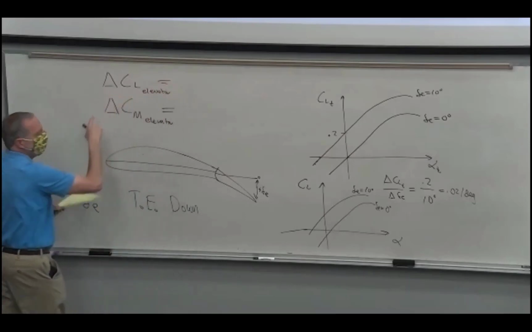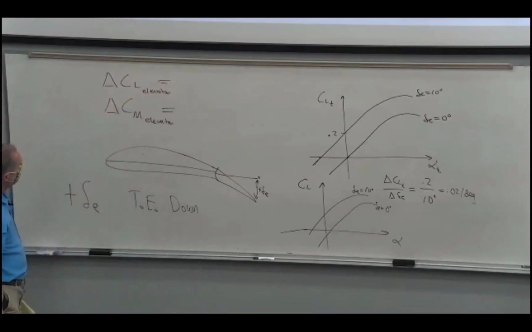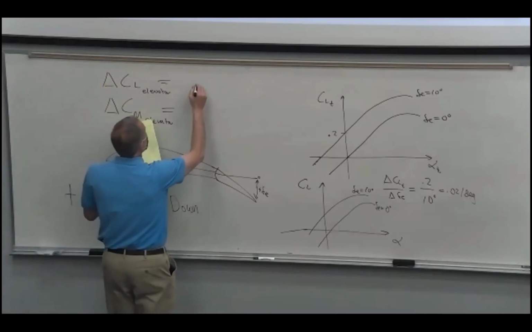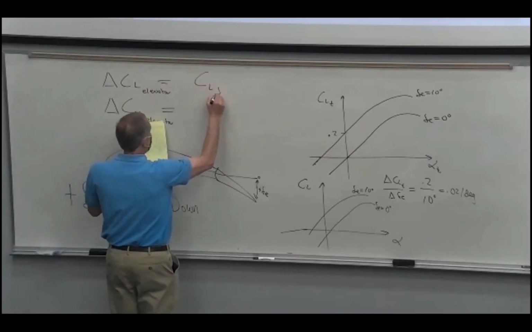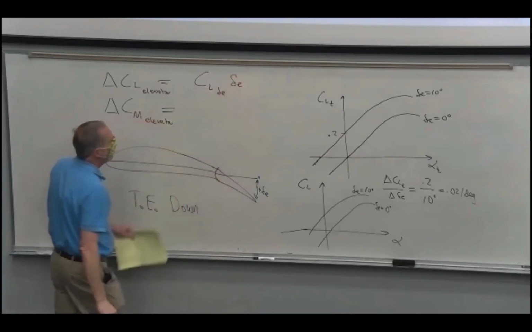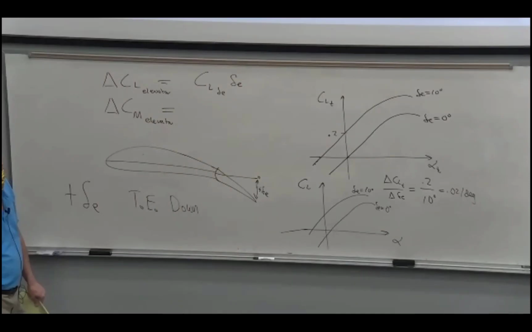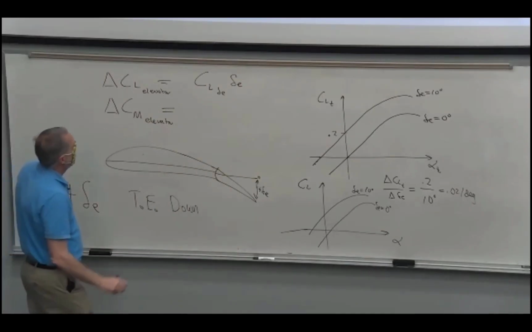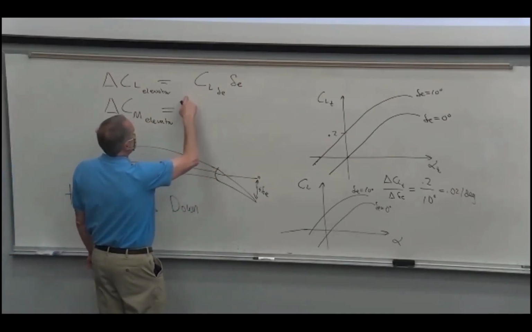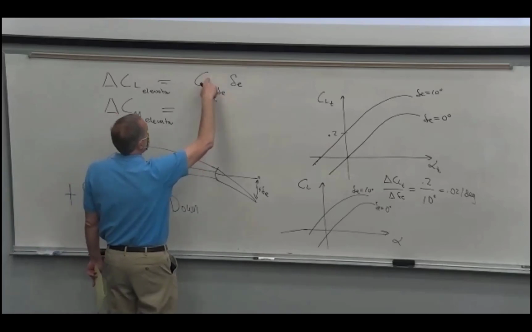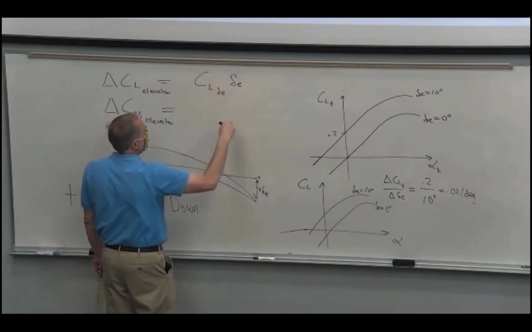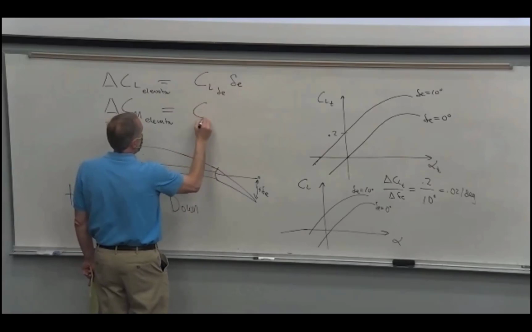So we'll call it delta. That's extra lift due to the elevator for the whole airplane and extra pitching moment of the airplane. And we're going to write this. So this is really a definition. We're going to say CL delta E times delta E gives us that extra part. And if you look at this, this is really a derivative, how the lift changes with elevator deflection. And the same thing here.